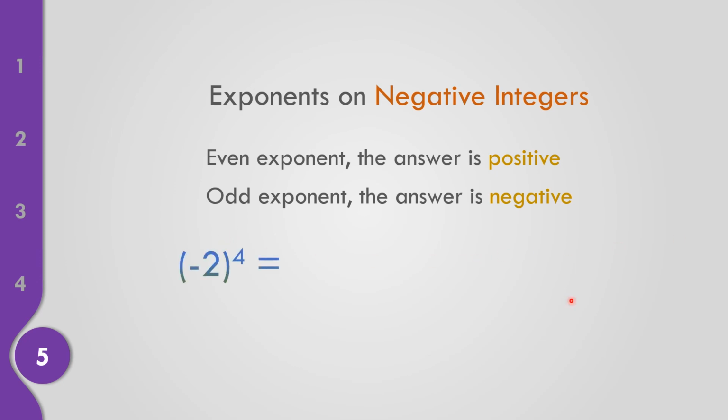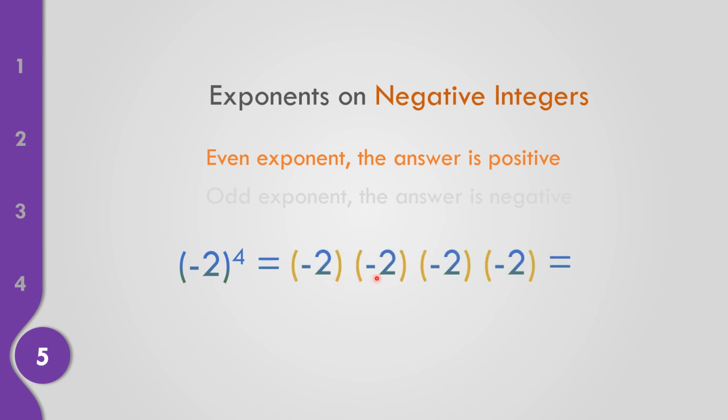Okay, let us apply. Negative 2 to the fourth power. So 4 is an even exponent, so it means the sign should be positive. So 2 times 2 is 4, 4 times 2 is 8, 8 times 2 is equal to 16.